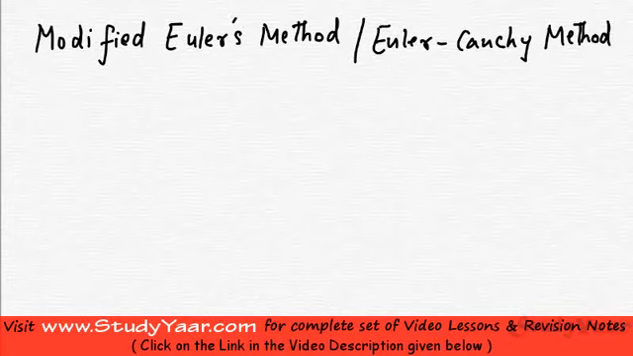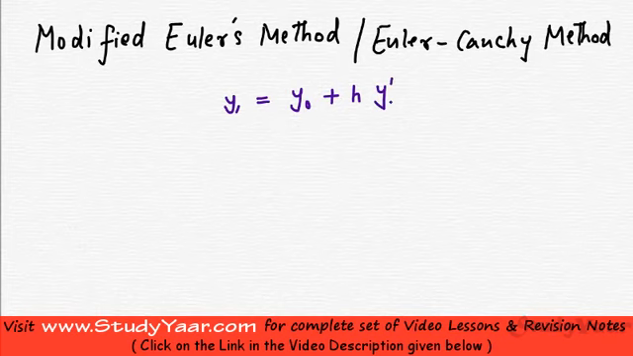Now let's look at another method which is an improvement on Euler's method. This method is known as the modified Euler's method or Euler-Cauchy method. We've seen that in Euler's method, your y1 is equal to y0 plus h into y dash 0, right?